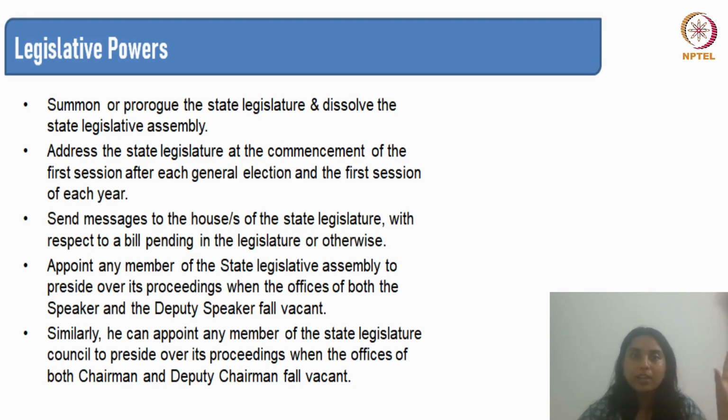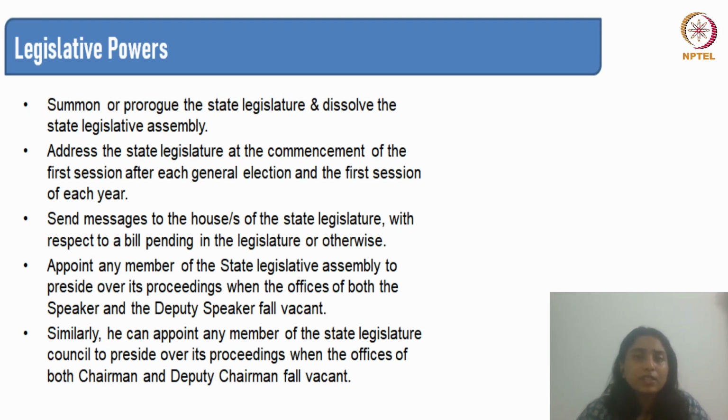So just like under the union executive, the president has the power to summon or prorogue each house of the parliament, the governor also has the power to summon or prorogue each house of the state legislature. Summoning is the act of calling upon members of the house for a session, whereas the power of prorogue is the power to bring such session to an end. So the governor has the power to commence a session of the state legislature as well as to bring it to an end. The governor also has the power to dissolve the state assembly. This is a very important legislative power that the governor has.